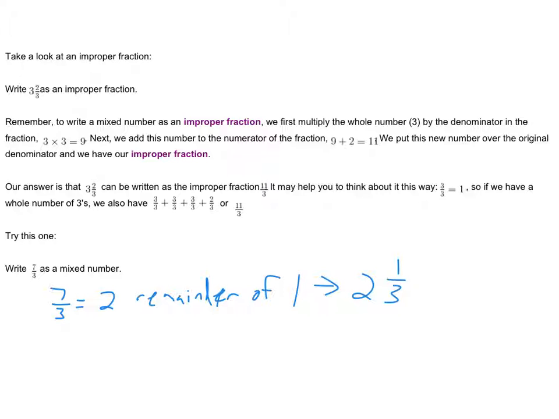Okay, so if we take 7 divided by 3, I get an answer of 2, and I've got a remainder of 1. So that remainder of 1 goes over my denominator of 3, giving me a mixed number of 2 1/3.